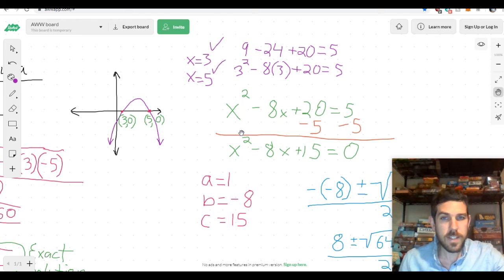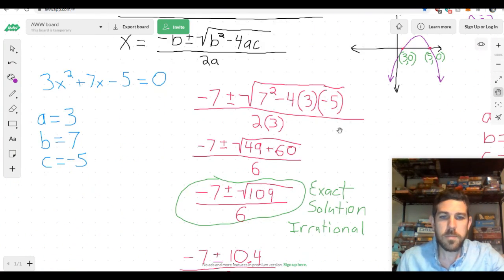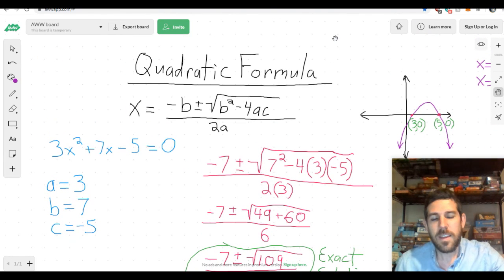If we were to factor this, we would have gotten these same solutions. If we use completing the square, we would have gotten these same solutions. If we put it into a graphing calculator, Desmos, we'll get these same solutions. Quadratic formula will always work for easy problems or irrational, less easy problems. All right, well, that's it. Go ahead and practice it and get good. All right, I'll see you in class.